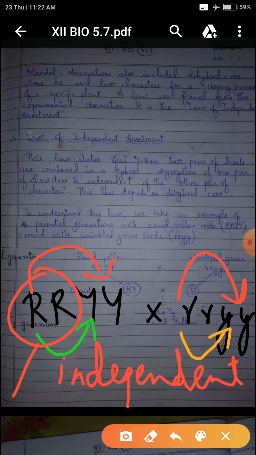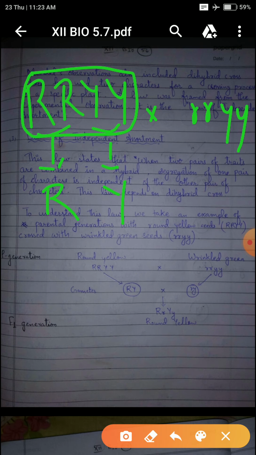As we took, we will take round yellow and wrinkled green. Now according to segregation, what will happen? One of the pair will come out of them. So from these, one allele will come out, capital R. From these, one will come out, capital Y. This is the gamete from this particular genotype. And what gamete will you get from this genotype? You will get small r and small y, right?